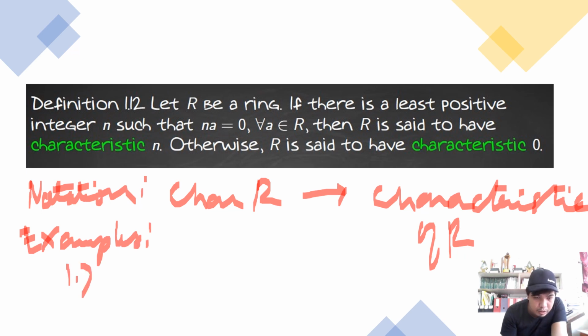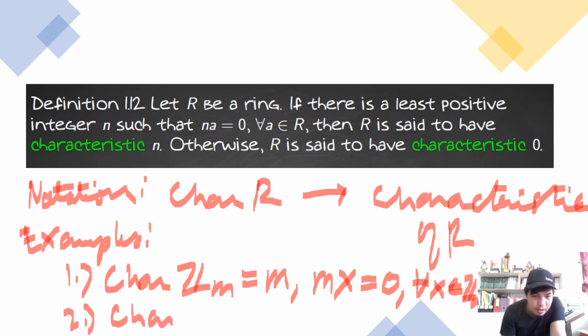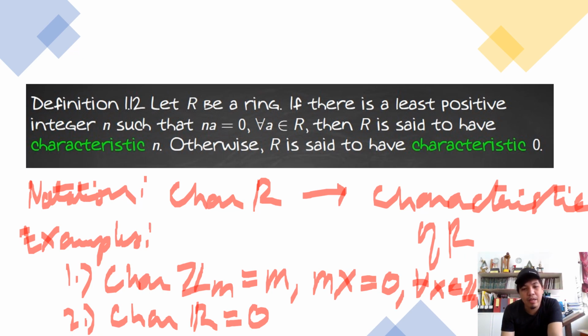Here are some basic examples. The first one: the characteristic of the ring Z sub M is equal to M. This is because we know that in Z sub M, M times X is equal to 0 for all X in Z sub M. Another example: the characteristic of the set of real numbers is equal to 0, because we know for a fact that any real number multiplied to 0 is equal to 0.